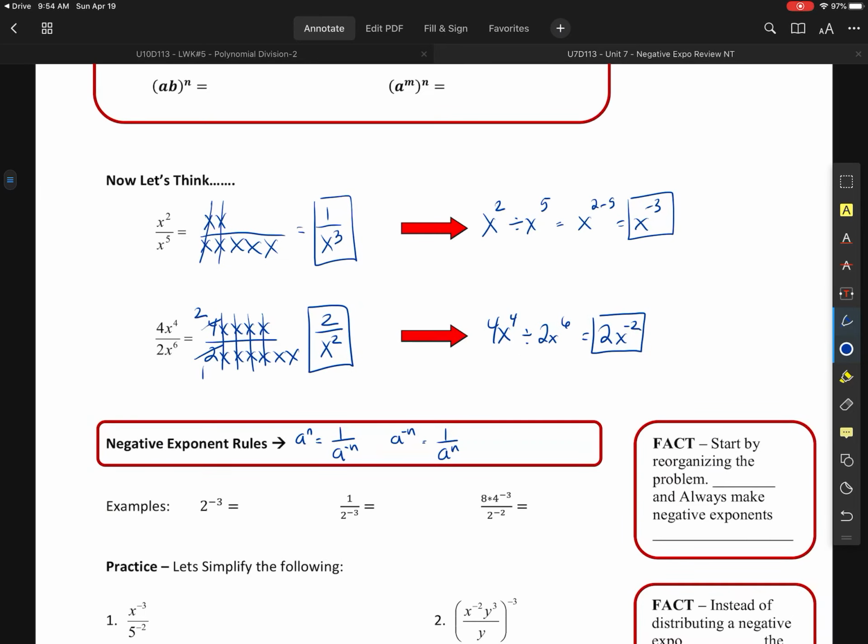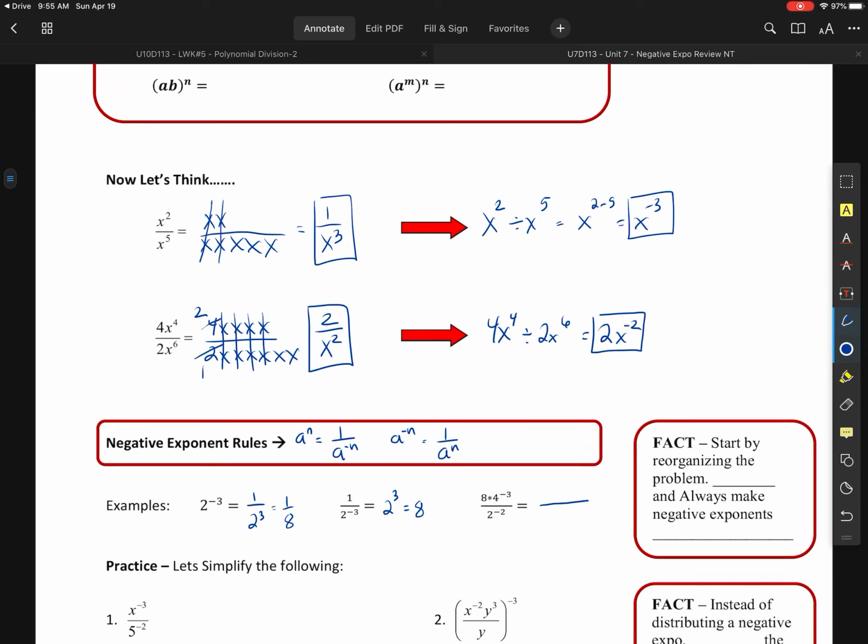So if we have 2 to the negative 3, that's the same thing as 1 over 2 to the third, which is 1 over 8. If we have 1 over 2 to the negative third, we bring that up, we make that 2 to the third, and that is 8. Right? So it's the idea that if you are negative in the numerator as an exponent, you're positive in the denominator. If you're negative in the denominator, you're positive in the numerator.